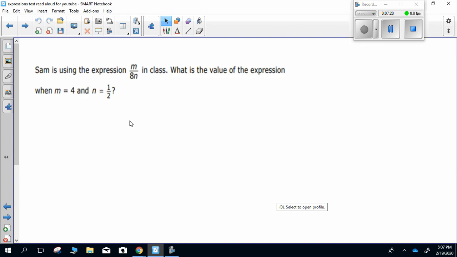Make sure you've checked over all of your work. Make sure your answers are written clearly. Make sure if they have decimal points, you've written your decimal points large enough so that we can see them.